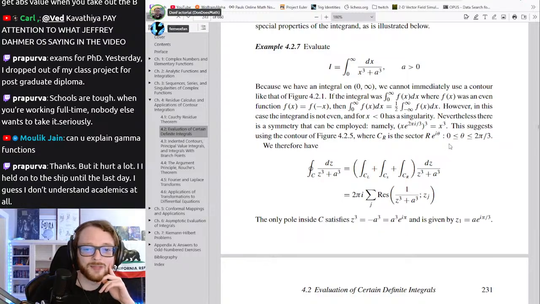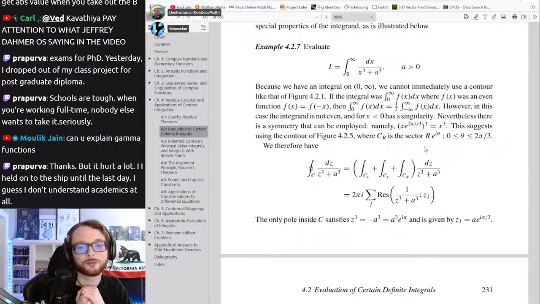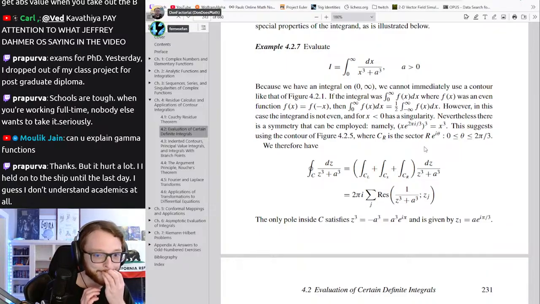But for whatever reason, that implies that you should use a contour that's basically like a circular sector with that 2 pi over 3 angle. Wow, that's a cool one.